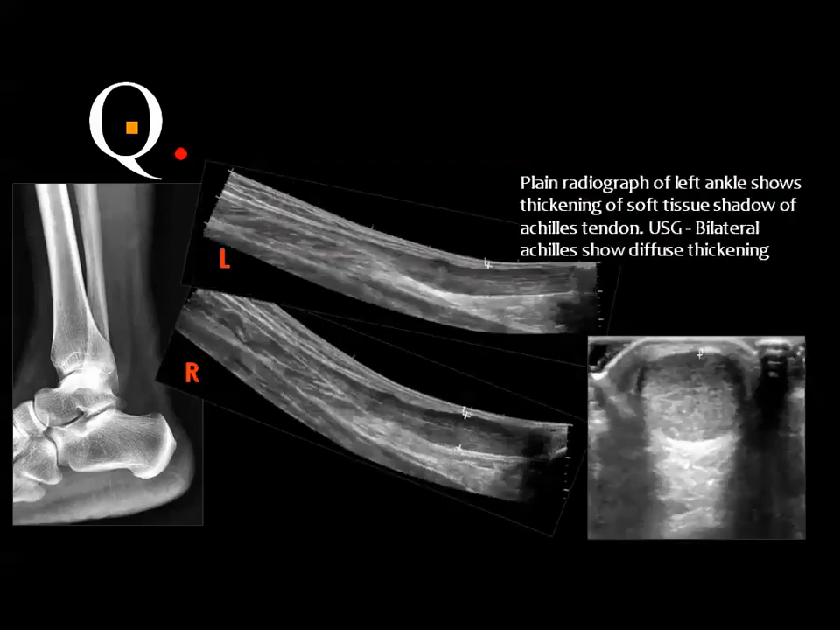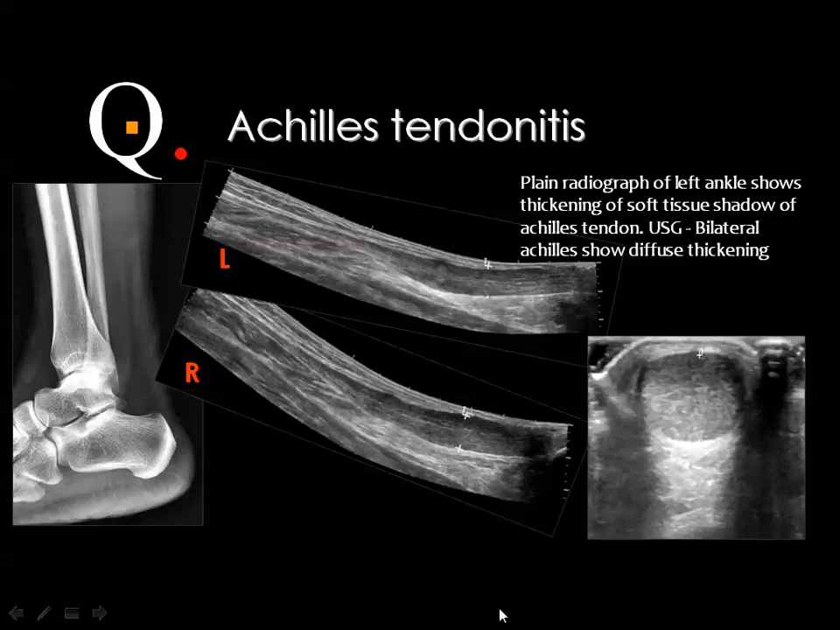Okay, this is ultrasound of the Achilles tendon. Yes, and the Achilles tendon is considerably thickened and of almost normal echogenicity, and this is Achilles tendonitis. But in cases of Achilles tendonitis, there should be some obliteration of this pre-Achilles fat.